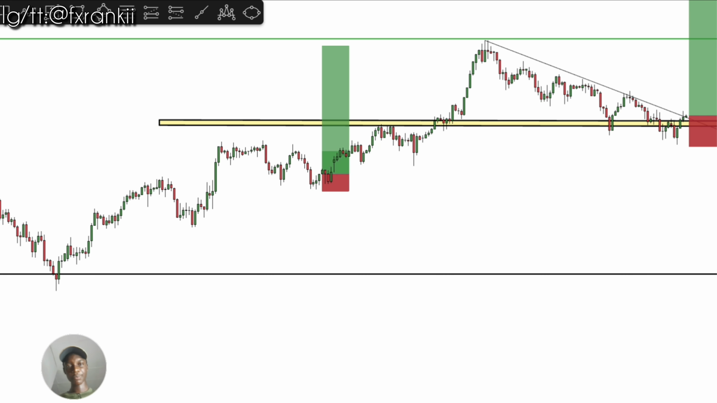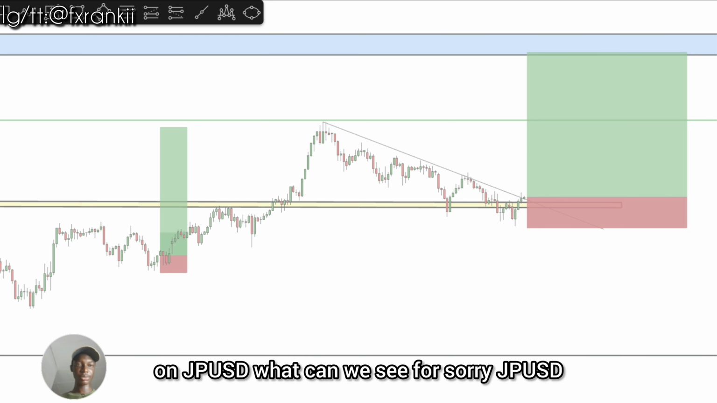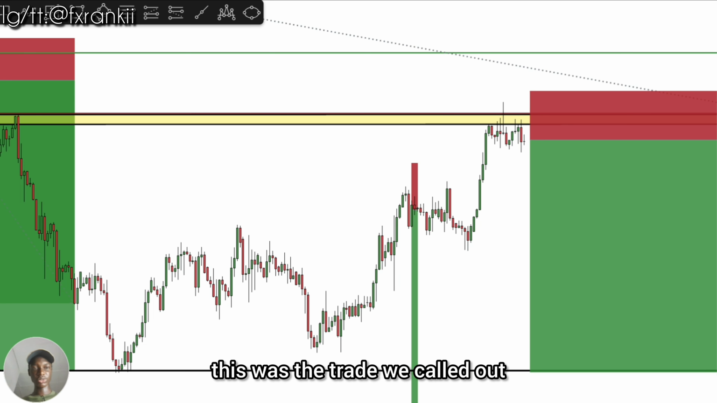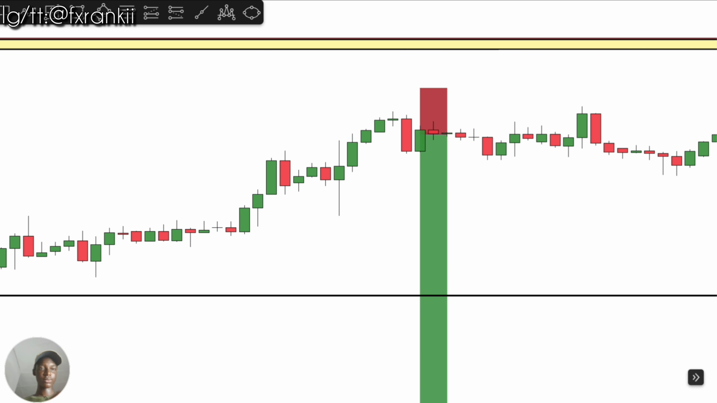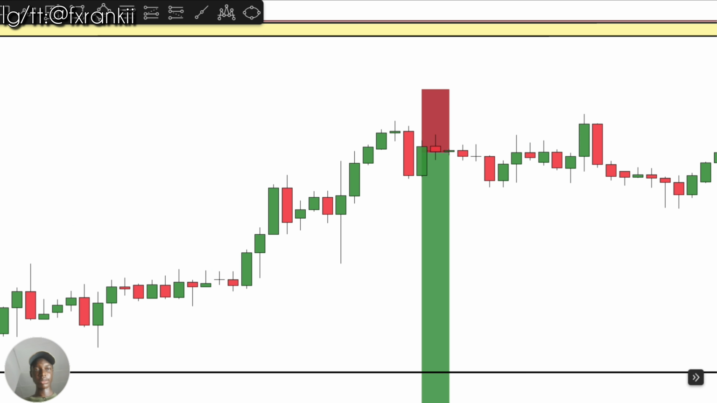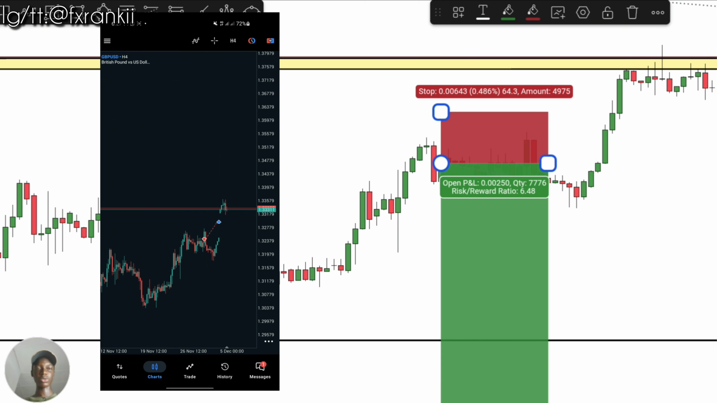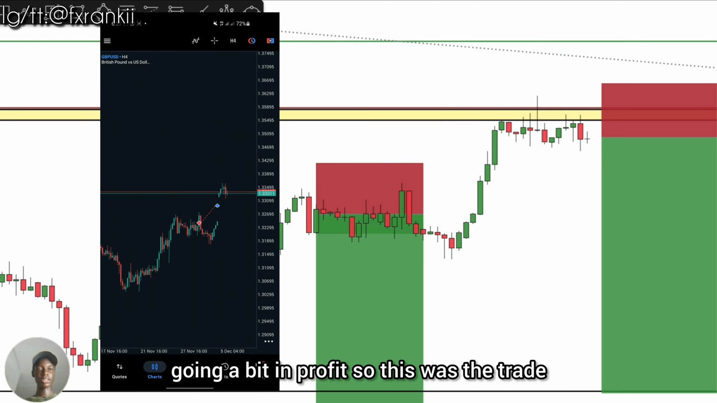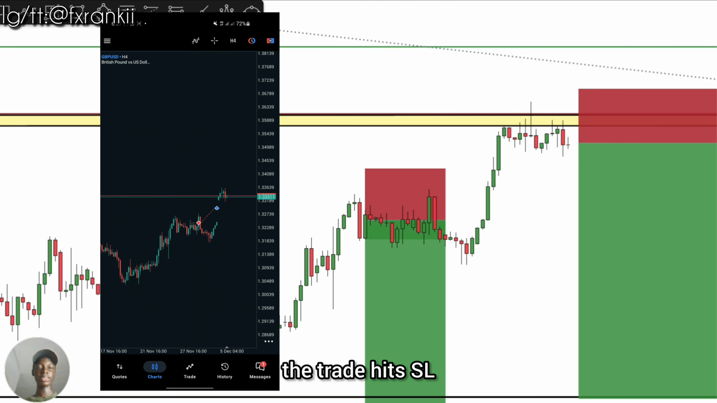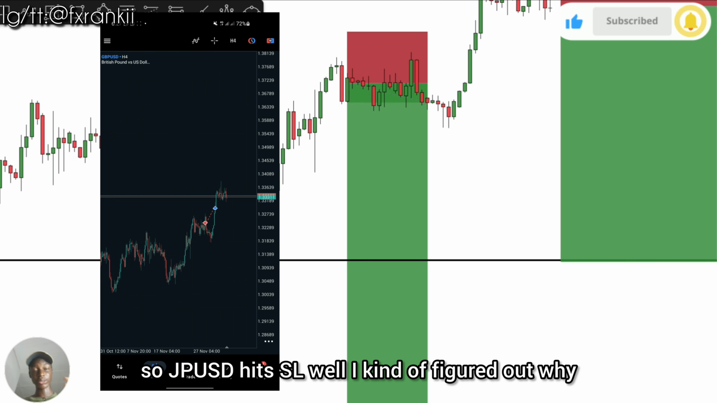Now on GBPUSD, what can we see? This was the trade we called out the last time, and as you can see, the trade hit SL after going a bit in profit. So this was the trade. The trade hit SL. GBPUSD hit SL.